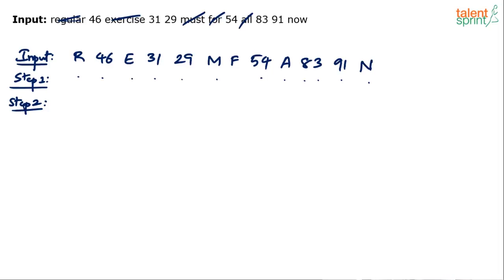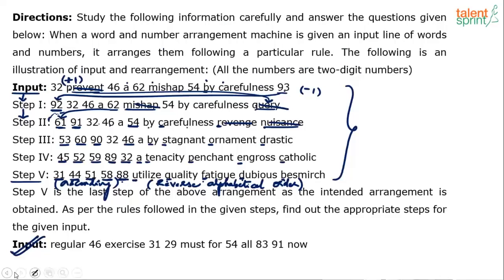Now what will you have to do in step 1? Remember, we want numbers in the beginning, we want words at the end. So obviously we'll be moving numbers. Which number will we move? We'll move the highest number. If you have any confusion, go back and check the illustration. Highest number was moved and the last letter was moved. Last letter meaning last letter as per the alphabetical order. And then you have to continue.